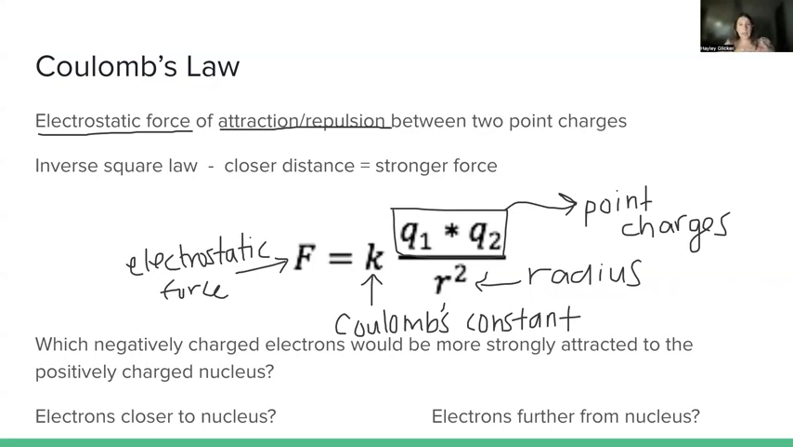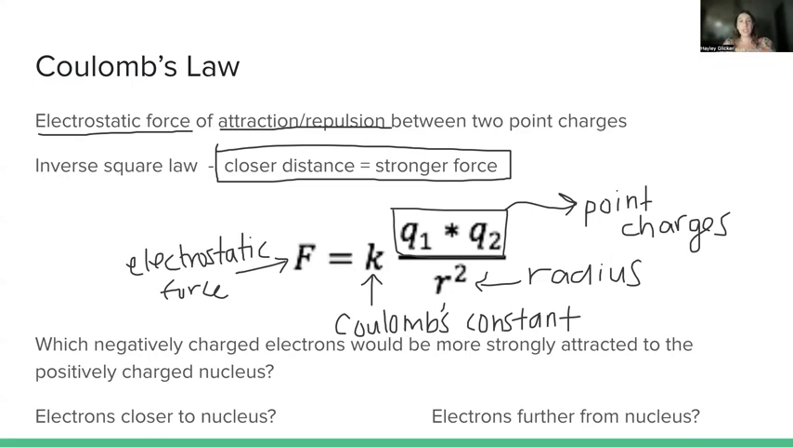All this is saying is that two positive charges, two negative charges, or a positive and a negative charge have some sort of electrostatic force. For opposite charges, that force is attraction. For the same charges, that force is repulsion. And what we see here is our inverse square law. Our inverse square law says that the closer the distance, the stronger the force. If I decrease the radius between my two charges, ultimately that's going to give a larger electrostatic force.